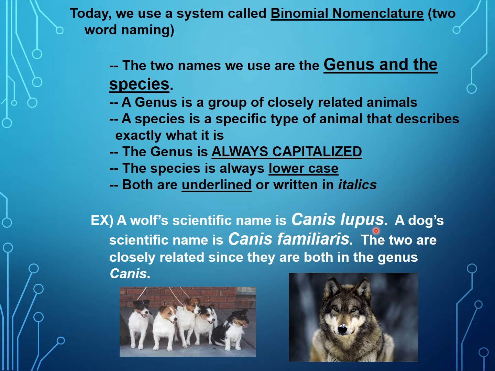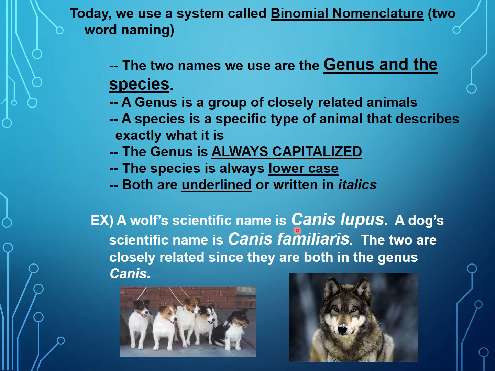You'll see that it has two names. The first name that's listed is the genus, and notice that it is capitalized. The second name listed is the species, and notice that it is lowercase. Also notice that it is in italics. So we italicize it because it is a foreign language, Latin. So that's just a grammar thing. So that's how we give them their scientific names.